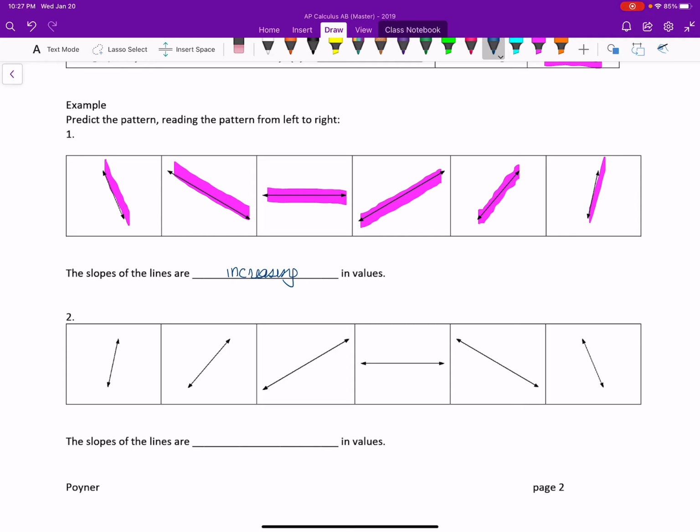Now, if I look at it the other way around, for the next one, I have a positive slope, also positive but less steep, also positive but less steep, 0, negative, negative but steeper. So in this case, the slopes in this pattern are decreasing in value. I promise this is going somewhere.